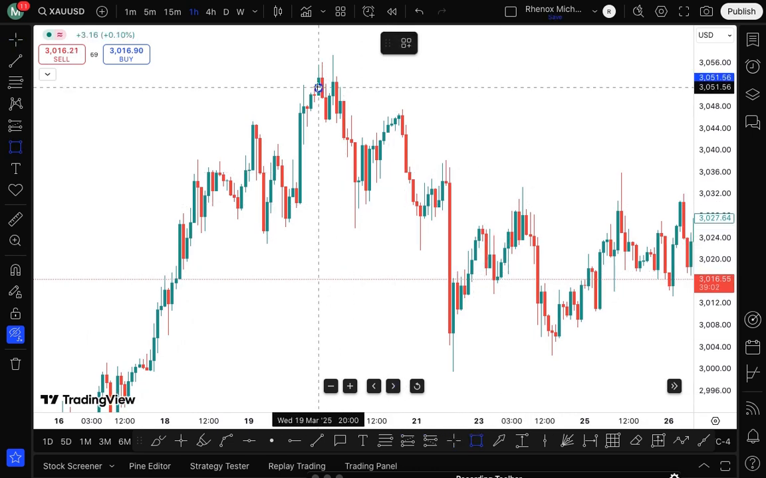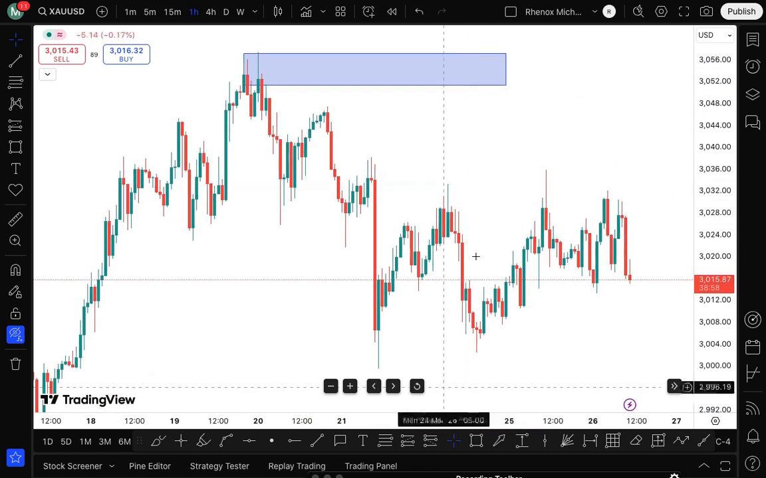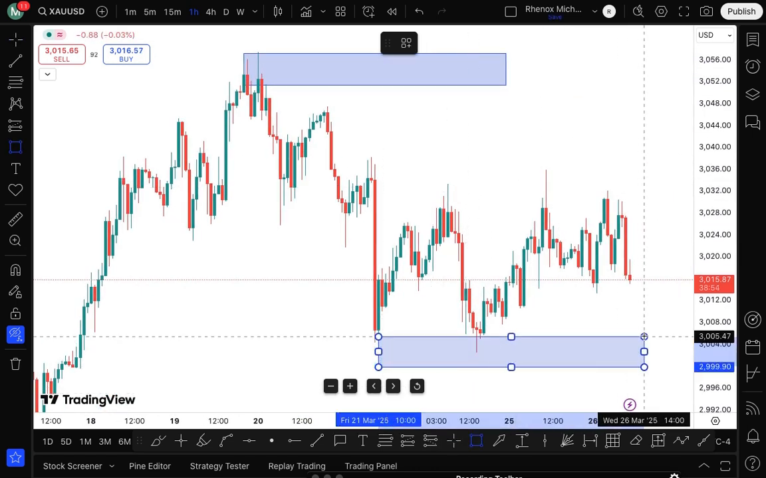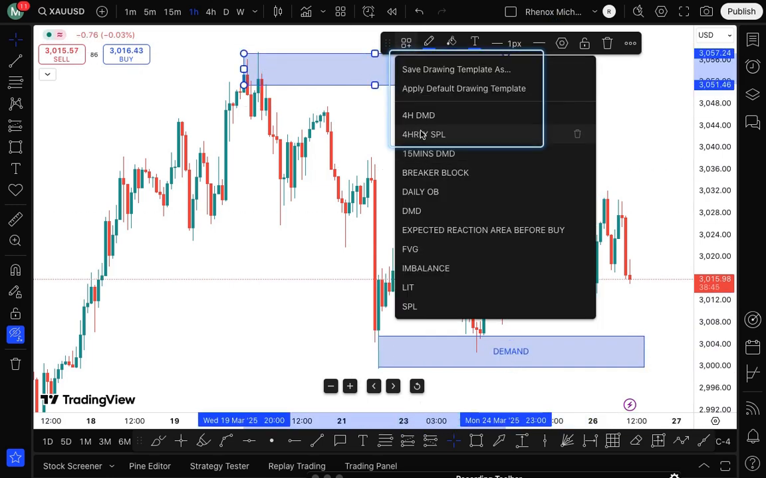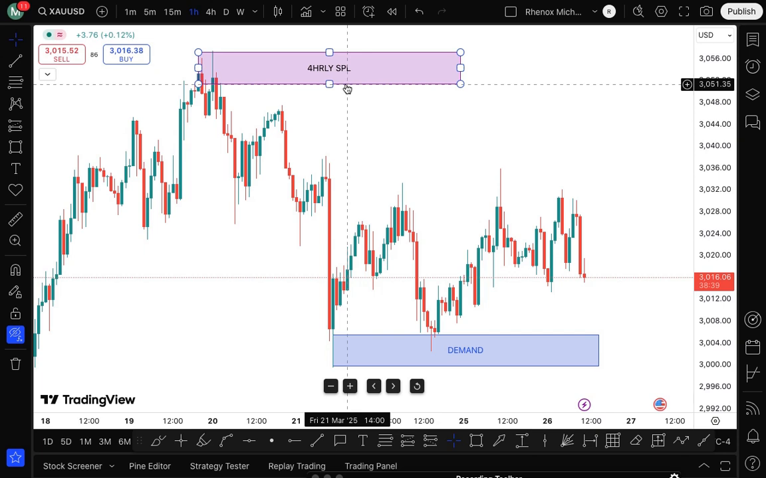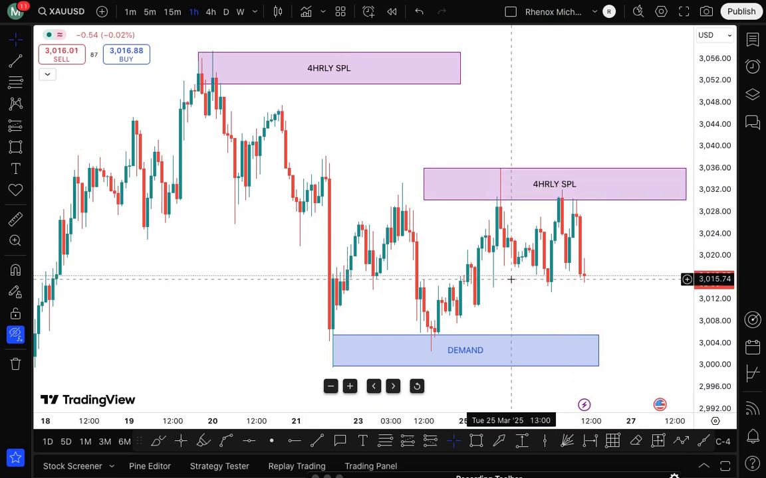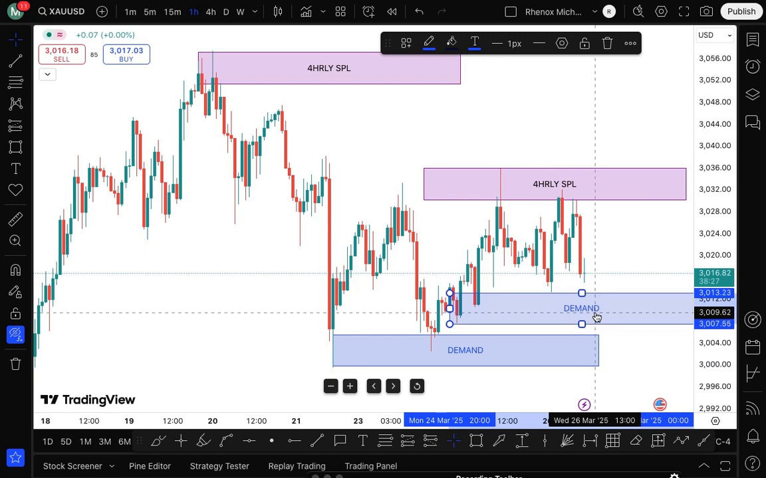First, we mark out our past highs and lows. This is a previous high here, a previous low here. That's the major high and low. Here we have our demand zone, and here we have the supply. Here we also have a supply, and then we do have a demand here as well.